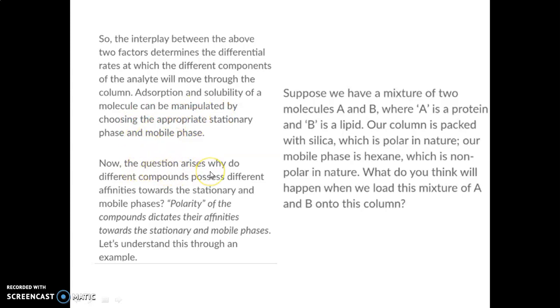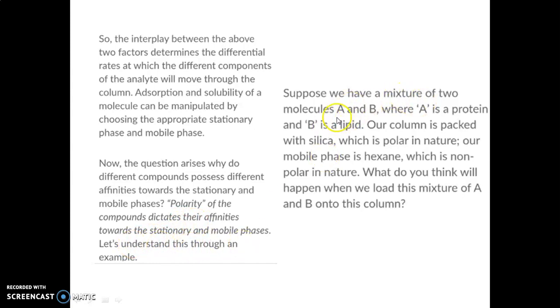Now the question arises: why do different compounds possess different affinities towards the stationary and mobile phase? The answer is the polarity of the compound. The polarity of a compound dictates its affinity towards the stationary and mobile phase. Let us understand this through an example.